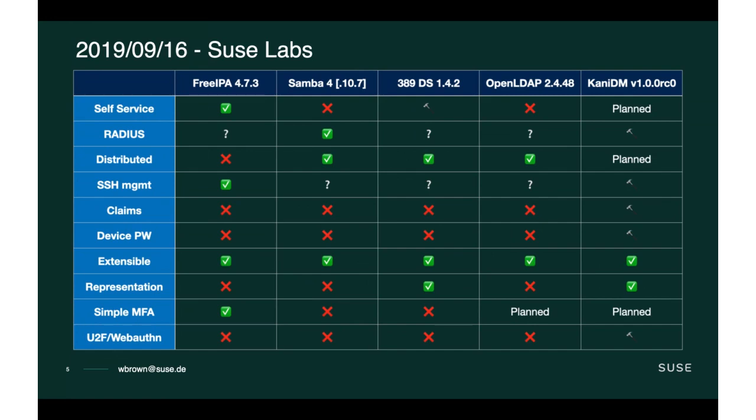Things like self-service: can a user log into a website and self-manage their account, change their password, things like that. Radius: does it natively, out of the box, work with Radius infrastructure for Wi-Fi and VPN authentication? Distributed: is it able to scale in a way that lets it become a global or very large scale identity management system? SSH management: can it manage SSH public keys and infrastructure for your Unix servers?